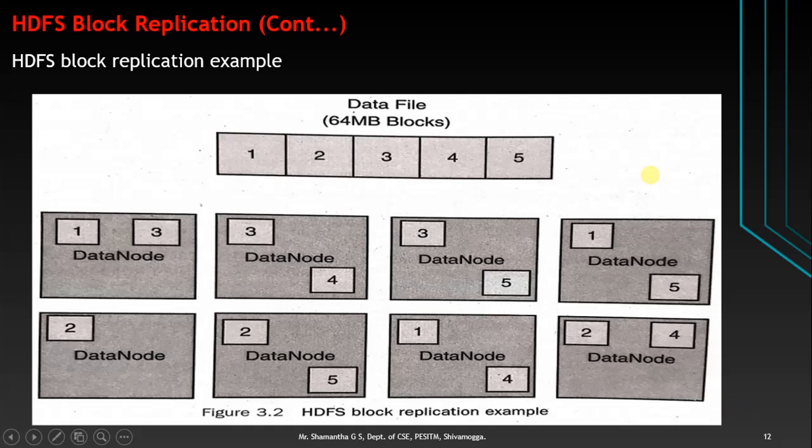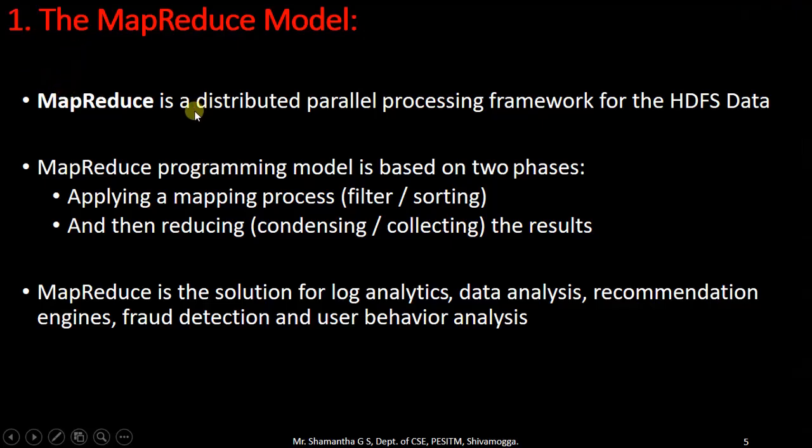We have already discussed that HDFS is for storing the data and MapReduce is for processing the data. So MapReduce is a distributed parallel processing framework for the HDFS data. This MapReduce is meant for processing data in parallel because data is available in various data nodes. No single data node holds the complete data. The data is distributed over all possible nodes. Because of that, MapReduce is a distributed parallel processing framework for the HDFS data.